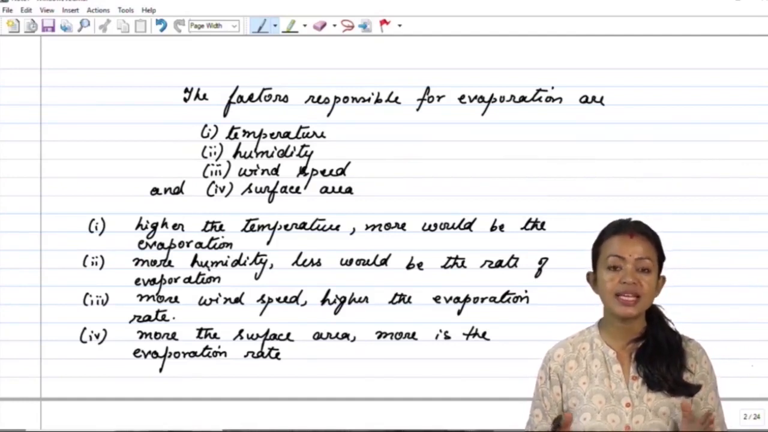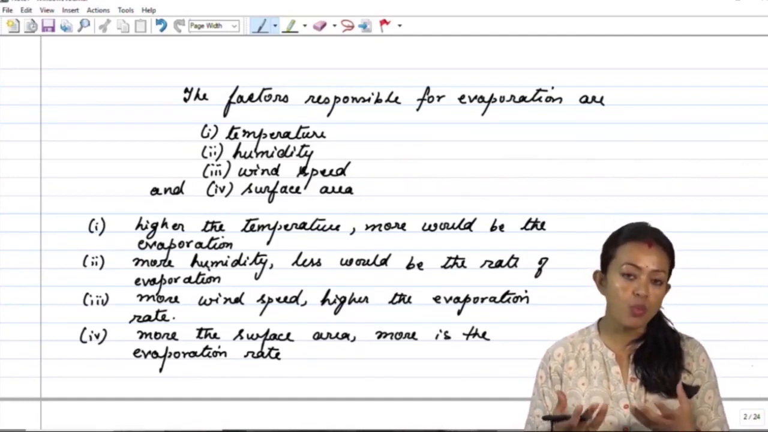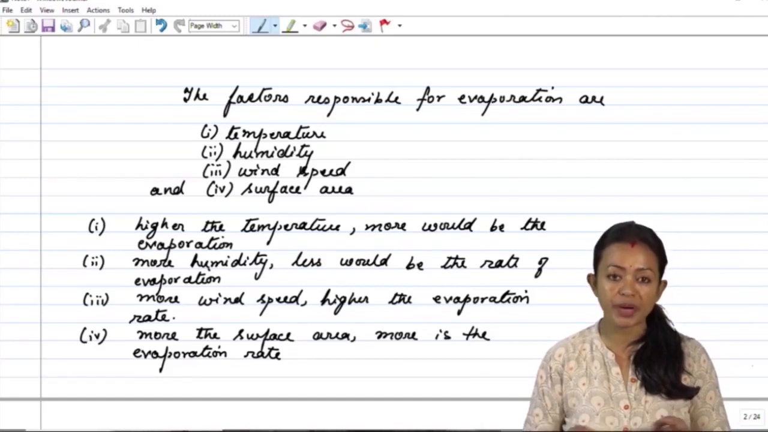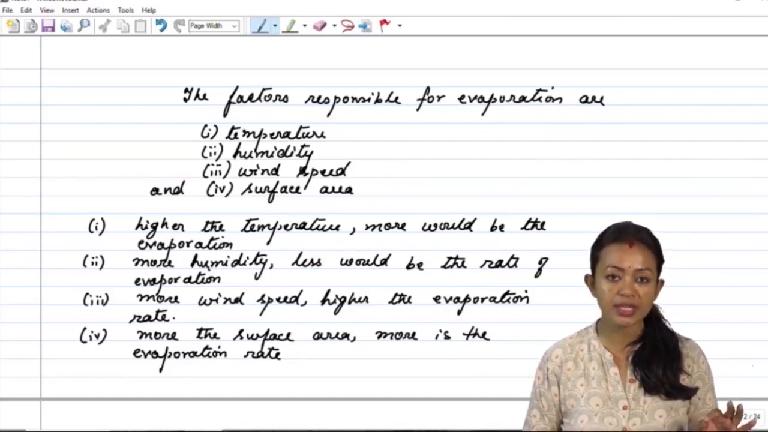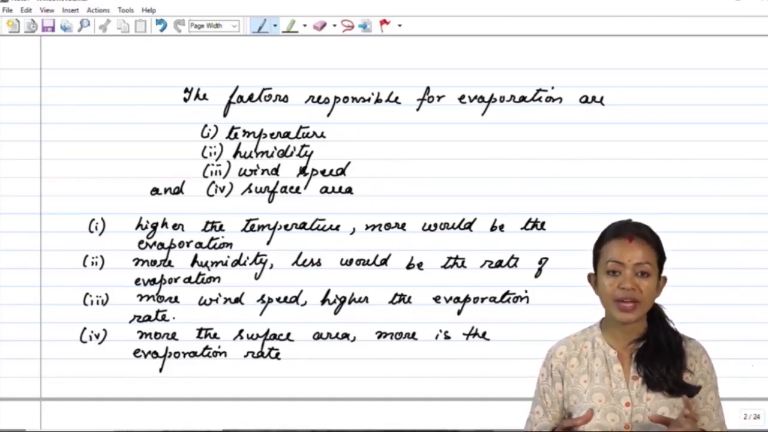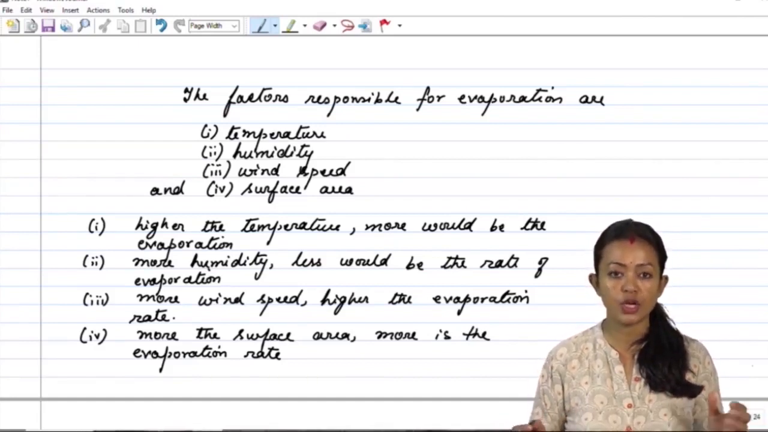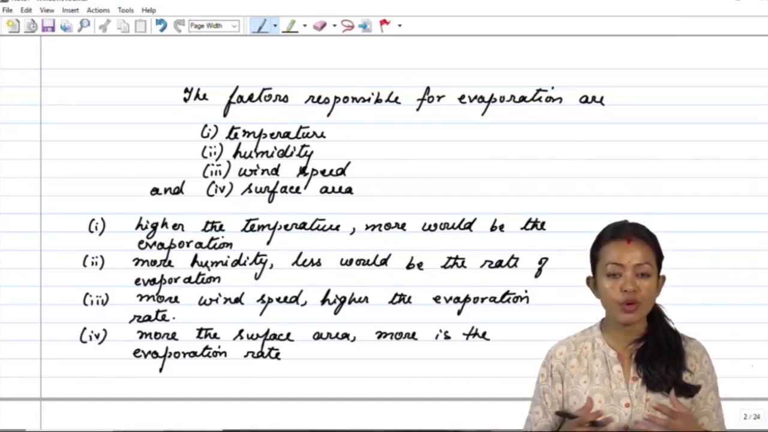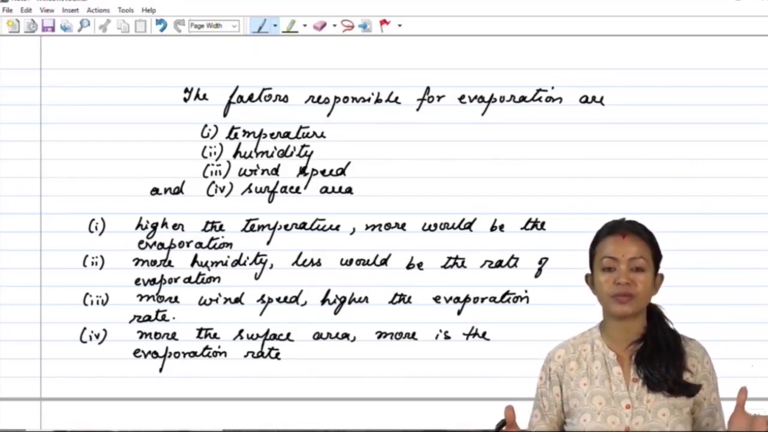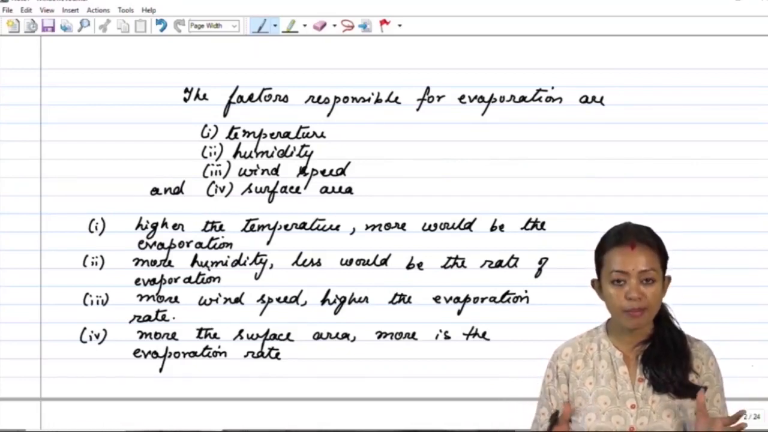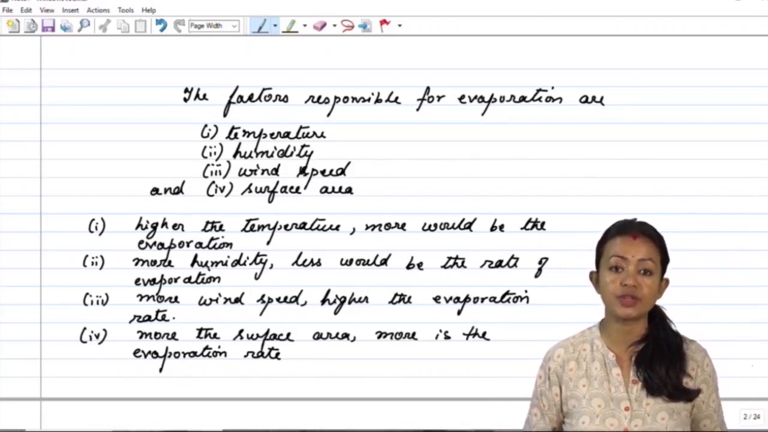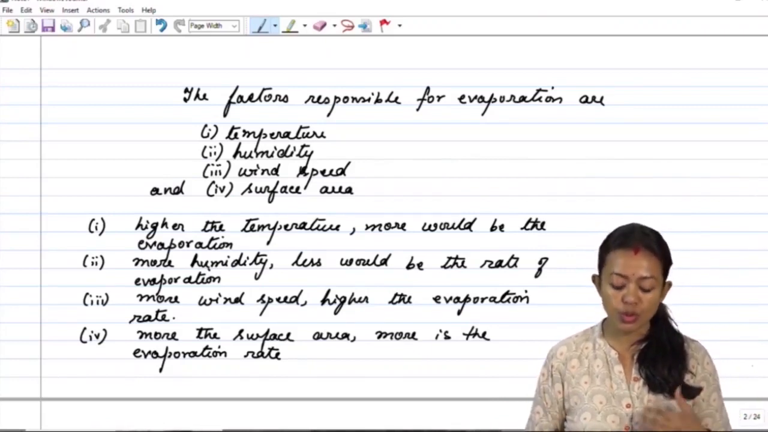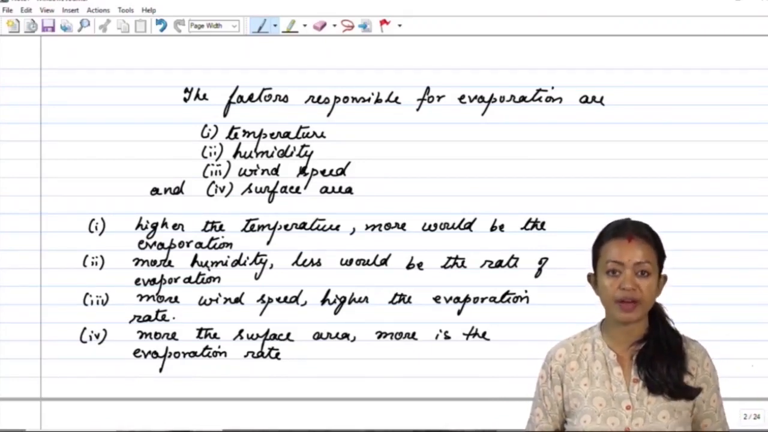So you would see that after you have washed the clothes, what do we do? We spread them. The reason we spread them is that we are trying to expose the water molecules to the maximum surface area. So more the surface area, more water molecules will be exposed to the atmosphere. They are going to gain more energy and thus get converted into the vapor state faster. So more the surface area, more would be the rate of evaporation.